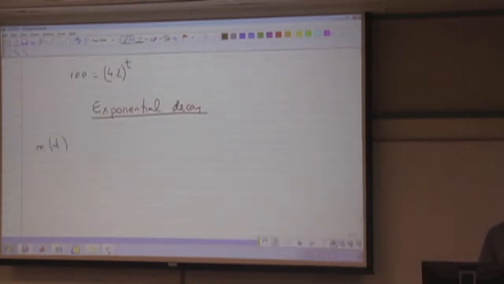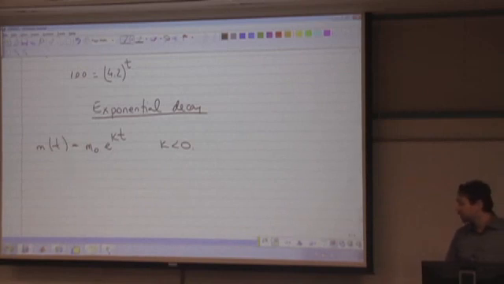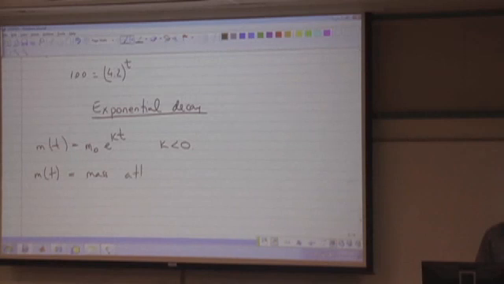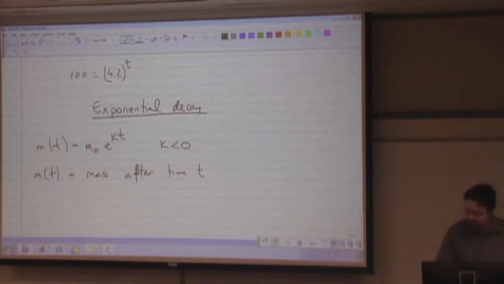So let's call it, I guess they use m. M of t is equal to m0 e to the kt, and in this instance k is less than 0. They're using m because in general you're talking about masses, which means the amount, weight. So m of t is the mass at time t.